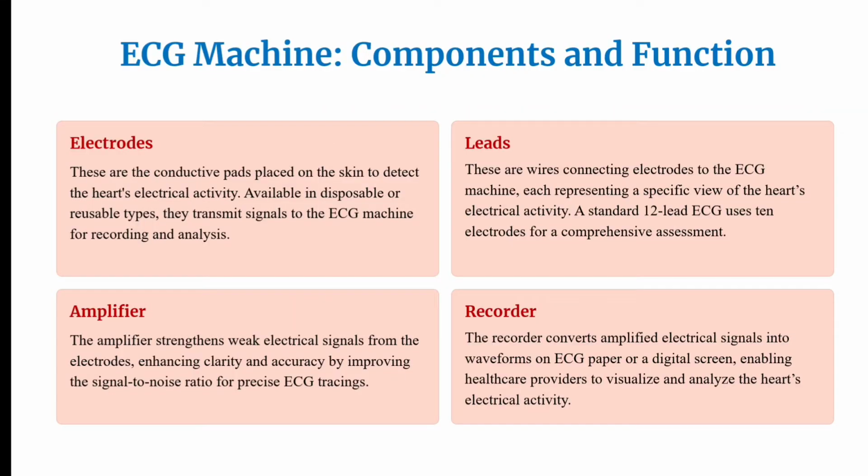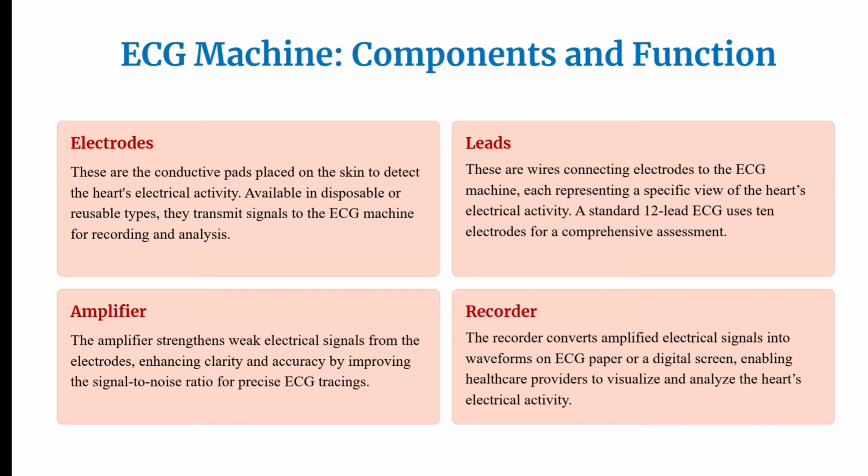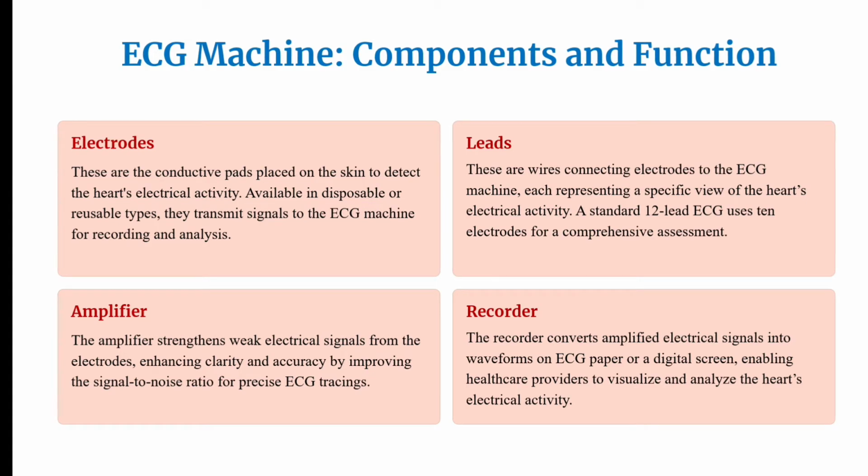ECG machine, components and function. An ECG machine consists of several essential components. Electrodes are placed on the skin to detect electrical activity, and leads transmit these signals to the machine. The amplifier strengthens weak signals to ensure clear waveforms, while the recorder translates them into a visual representation on paper or a digital screen. Together, these components provide a real-time assessment of heart function, aiding in diagnosis and treatment planning.